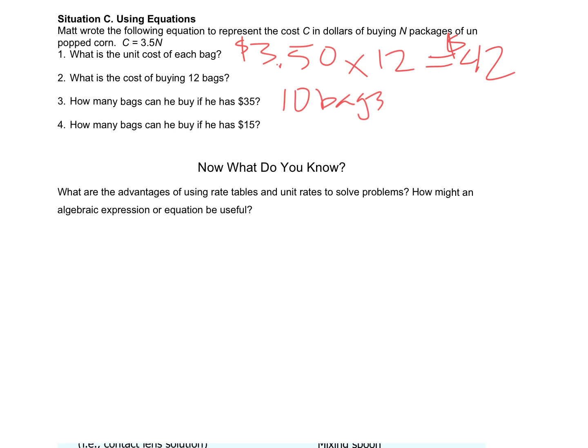How many bags can he buy if he has $15? Well, again, if $3.50 is 1 bag, then 4 bags would equal $14. And so you're not going to be able to buy a partial bag. So how many bags can he buy? He can buy 4. Okay, I hope this video was helpful, and I will see you in the next investigation.